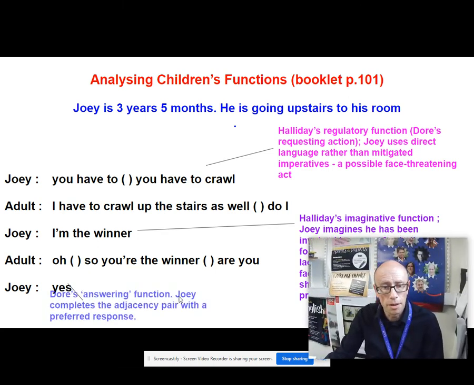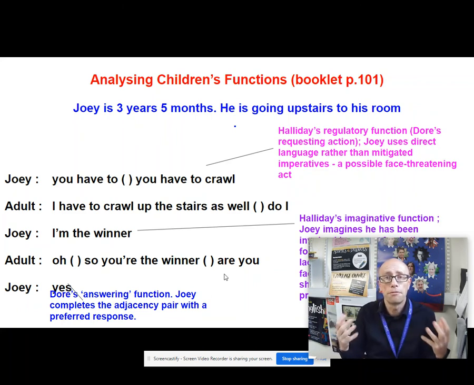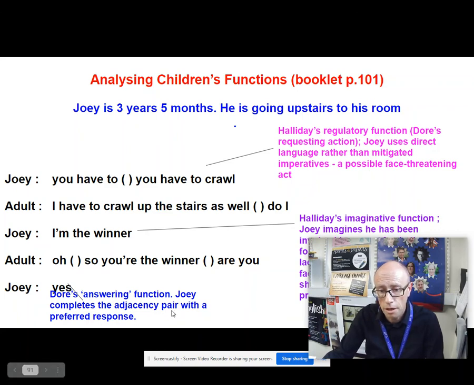Okay, and then finally, we've got Joey's answer to the adult. The adult says, "So you're the winner, are you?" And Joey says, "Yes." So you could argue that this is Doerr's answering function. And so what we've got here is Joey completing the adjacency pair with a preferred response. Notice how we're using the language from discourse: adjacency pair and preferred response, using the language of discourse.